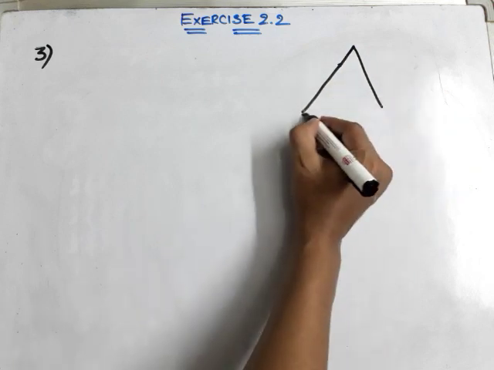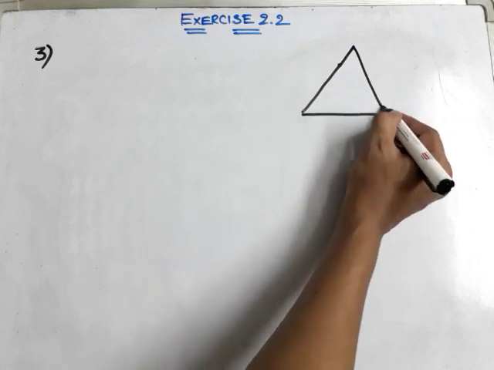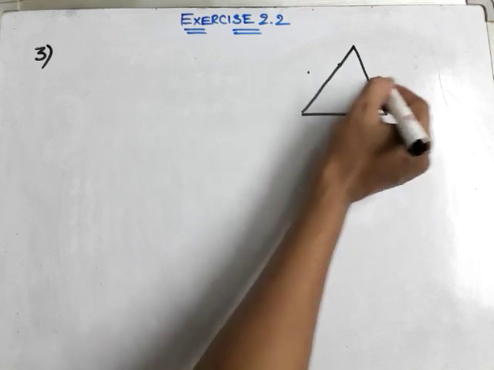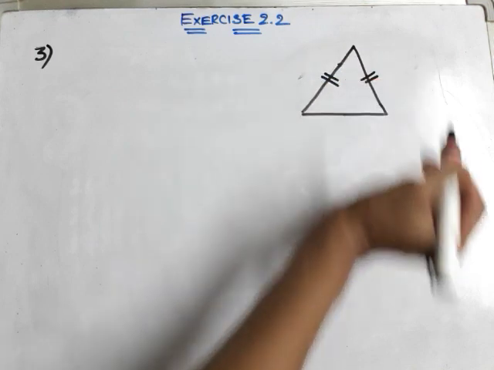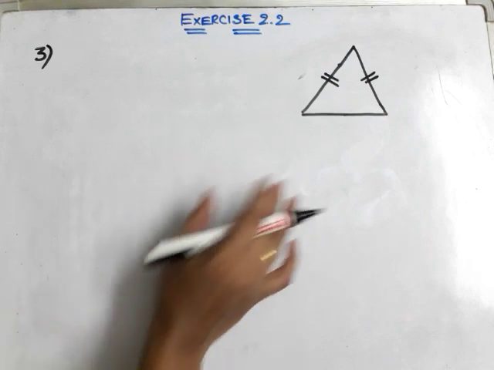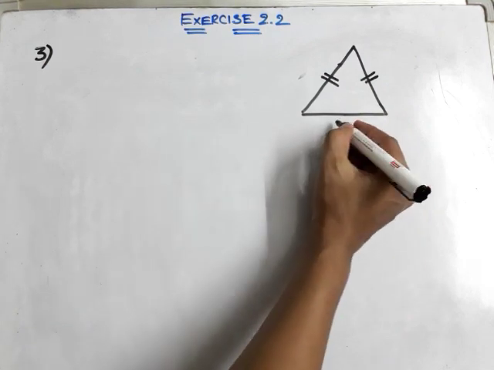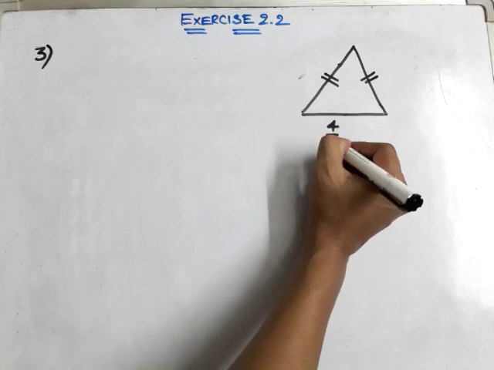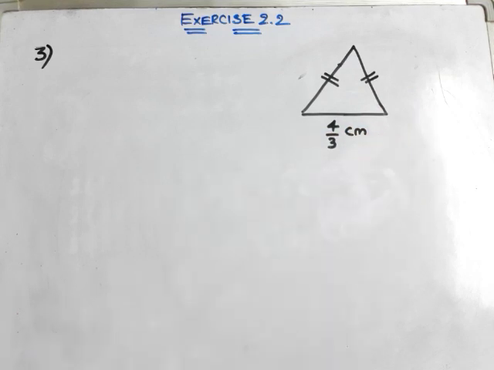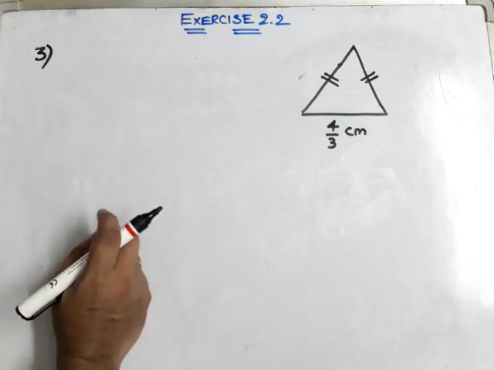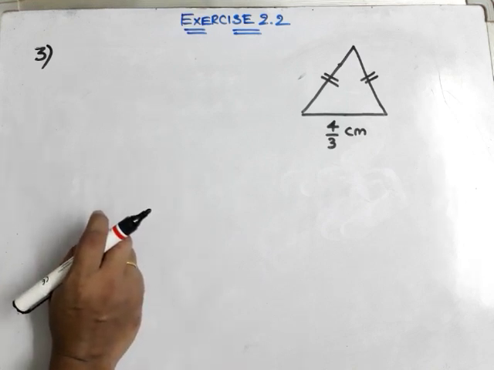So if we take this one, usually this one and the other side will be equal, so we can represent it like this. Okay, so the base of an isosceles triangle is 4/3 centimeters. Please be careful with the units. 4/3 centimeters. Now the perimeter of the triangle is 2 4/15 centimeters.